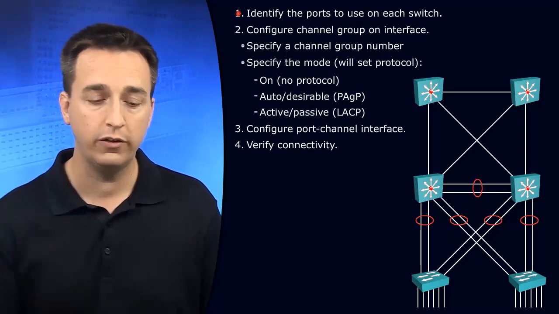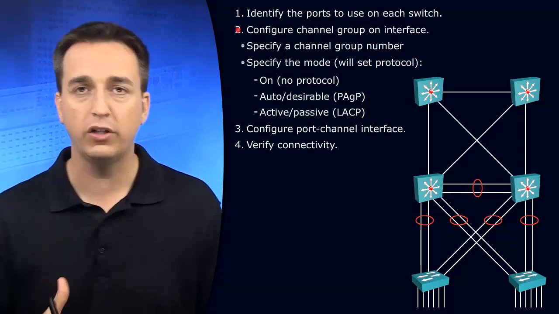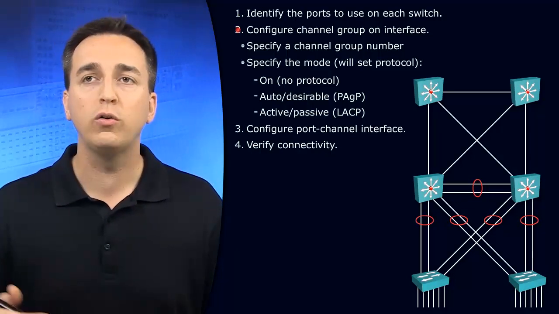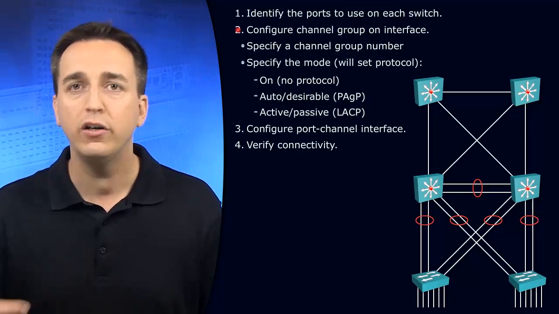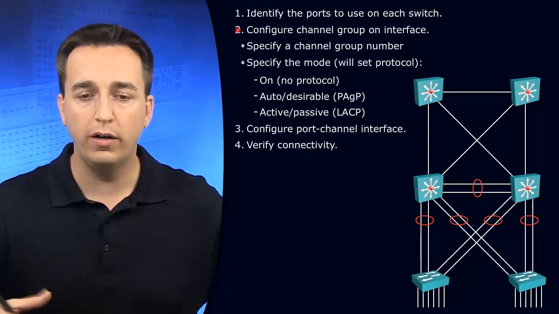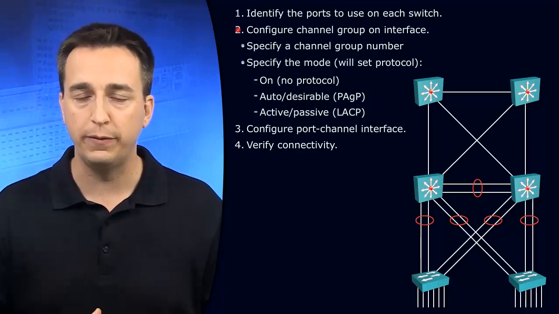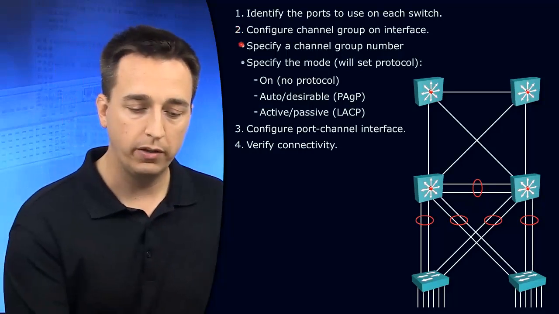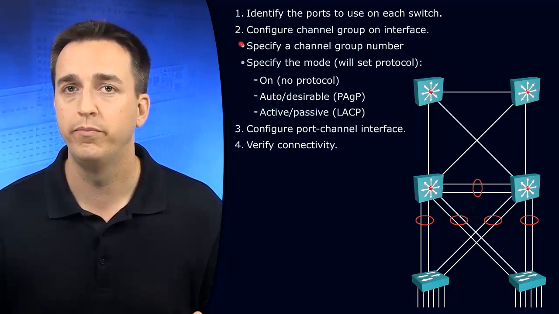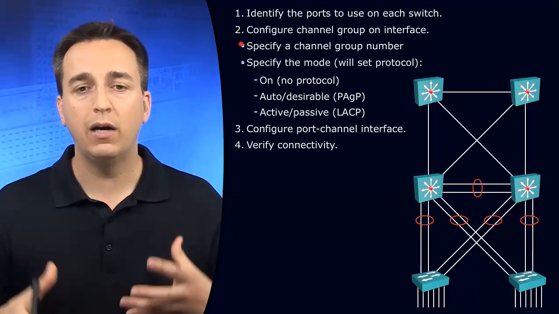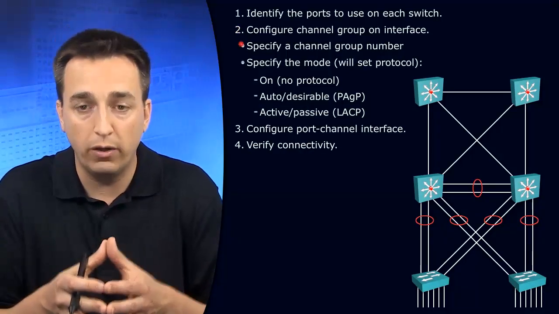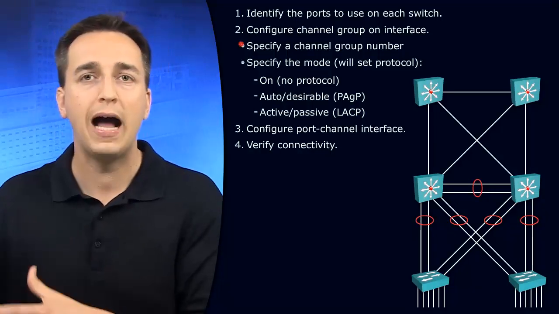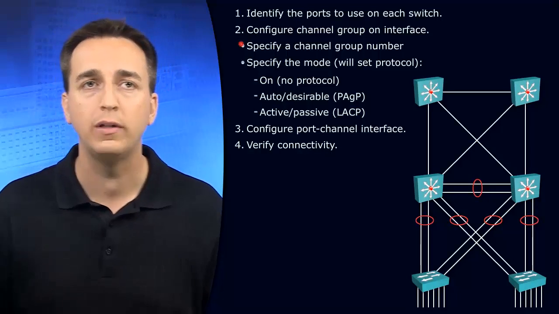After you have chosen the interfaces, each interface is going to have to be configured to be part of a channel group. The channel group identifies which interfaces are part of the same EtherChannel bundle. And the channel group is represented with a number. So if we create channel group 1, every interface that we want to be part of the same EtherChannel bundle will have to be in group 1, or group 2, or group 5, whatever group number we are utilizing.